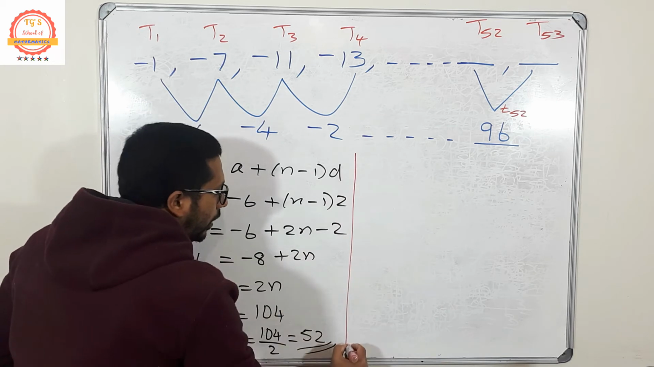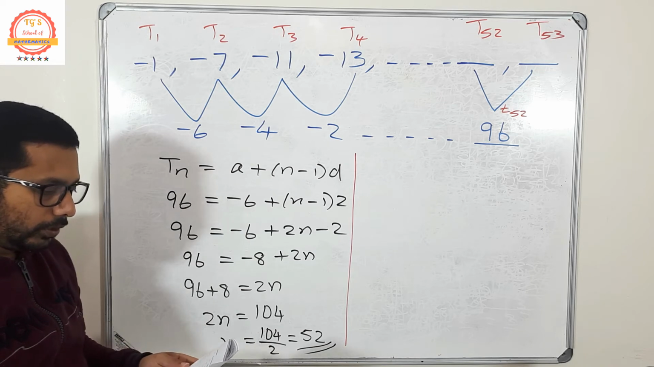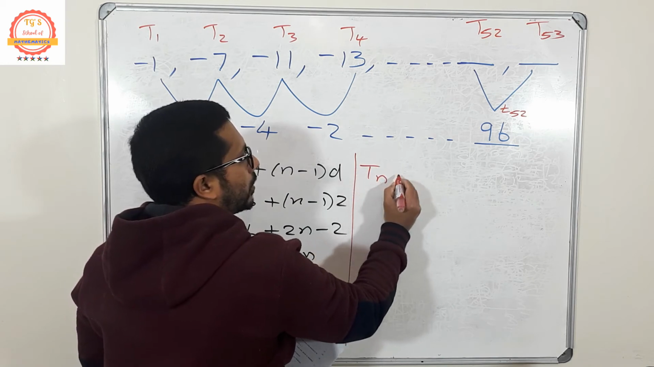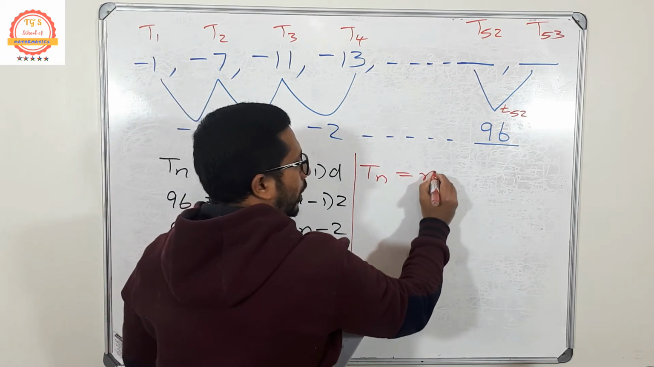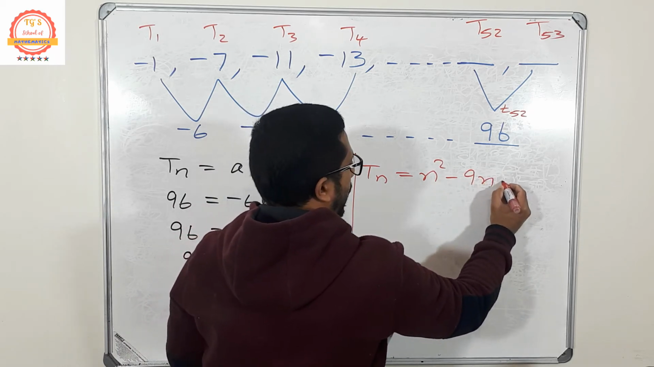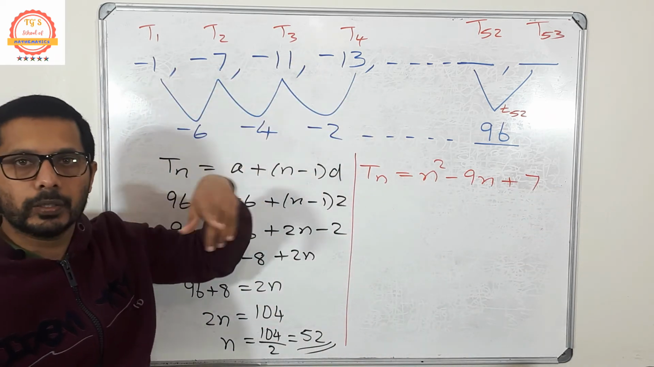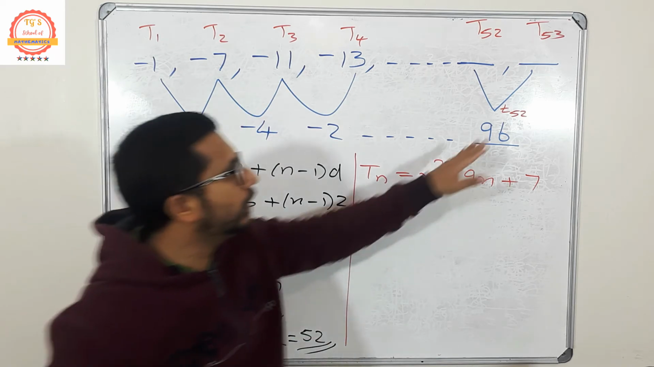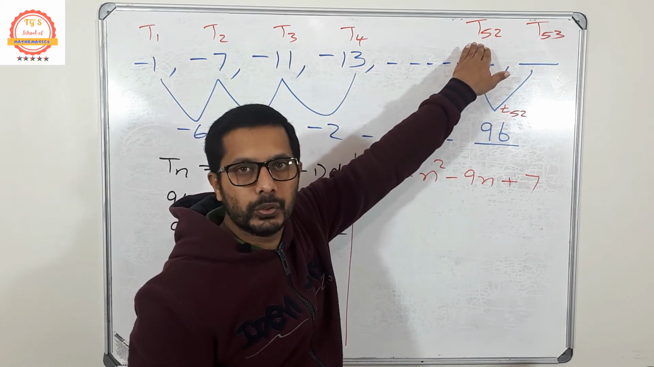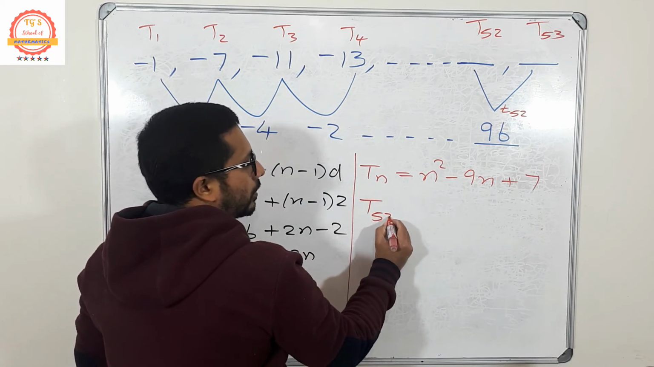Okay, now again look at the previous question. Question number 3.1.2. Determine the nth term of the sequence. There we got an nth term. Tn is equal to, what was the answer there? n square minus 9n plus 7. We got that nth term for this sequence in the previous question. So we know that here the value of n is 53, and here the value of n is 52. So how can you find the 53rd term? You have to substitute the value of n as 53.